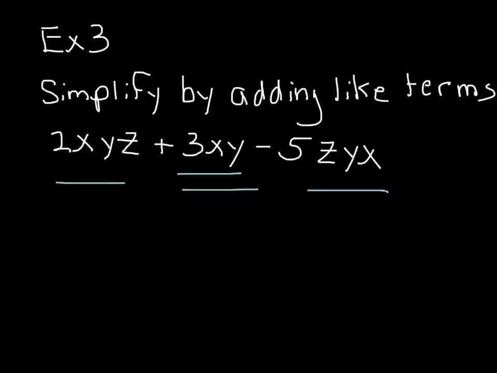This one that I just underlined with 2 lines is an XY. The other 2 are XYZs. Now, I'm going to simplify by adding like terms. This time I'm going to do the 2-liner first. It doesn't matter. So I cannot combine it with anything else, so I just have the 3XY.